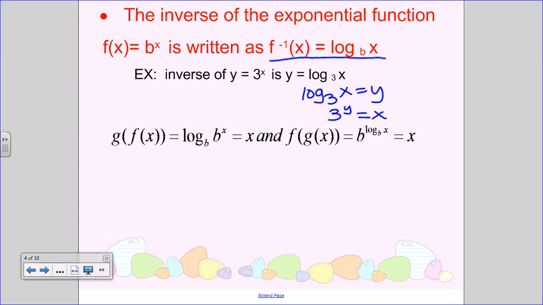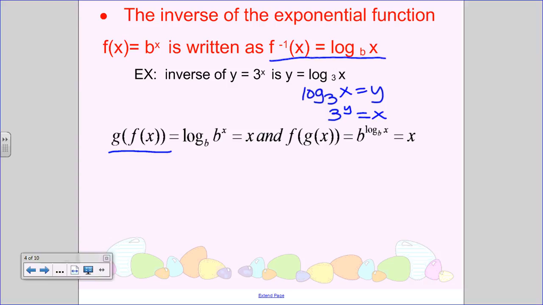So the composition g of f of x is log base b of b to the x, which is x. So b to what power? b to the x gives me b to the x, that's the x power. So it's undoing the other operation. The other one, we have b to the log base b of x is equal to x. So that's going to get you out of the exponent. These two rules will come in handy when we're solving equations as well.